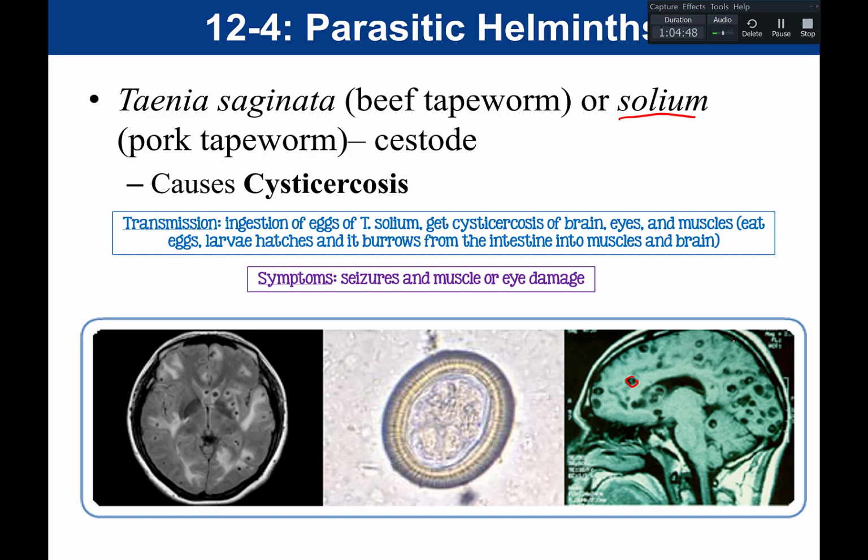And so you can see there's a lot of them in the one on the left. You can see these pockets on the one, or I'm sorry, the one on the right and the one on the left. Those are where the cysticerci are developing in that patient's brain. And so this can cause some severe damage to the brain. And so I have a video to show you talking a little bit more about cysticercosis.